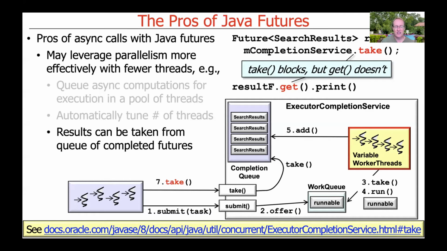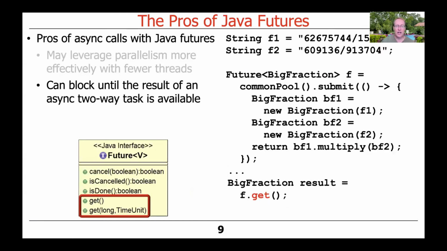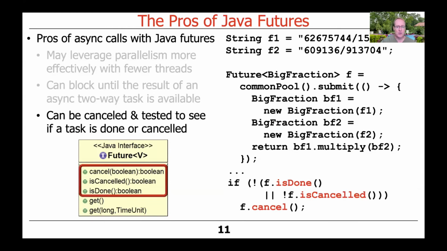So it turns out that calling take on this completion queue will block if there's nothing there. But after you get something back, which is a future, the get call will always return immediately because it wouldn't have shown up in the queue unless it was completed. So another nice thing is you can block if you want to until the results of an asynchronous two-way task is available. And you can either do that in a block forever kind of way, or you can do it in a poll or time blocked kind of way. So those are the pros.